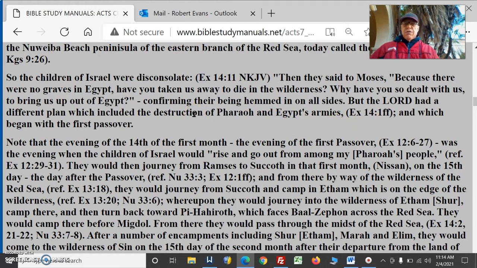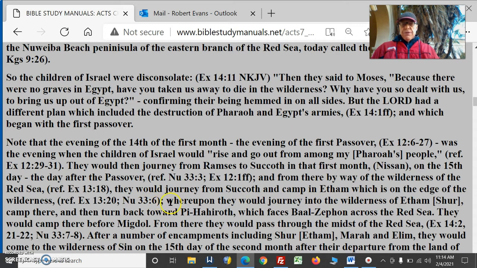Note that the evening of the 14th of the month, the evening of the first Passover, Exodus 12:6-27, was the evening when the children of Israel would rise up and go out from among Pharaoh's people. And they would then journey to Ramses, to Succoth, in that first month. So those places are named. On the 15th day, the day after the Passover, and from there, by way of the wilderness of the Red Sea, they would journey from Succoth and camp in Etham, which is on the edge of the wilderness.